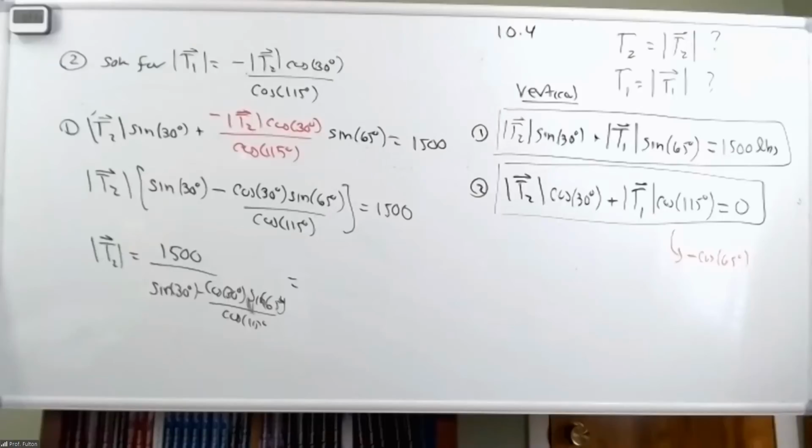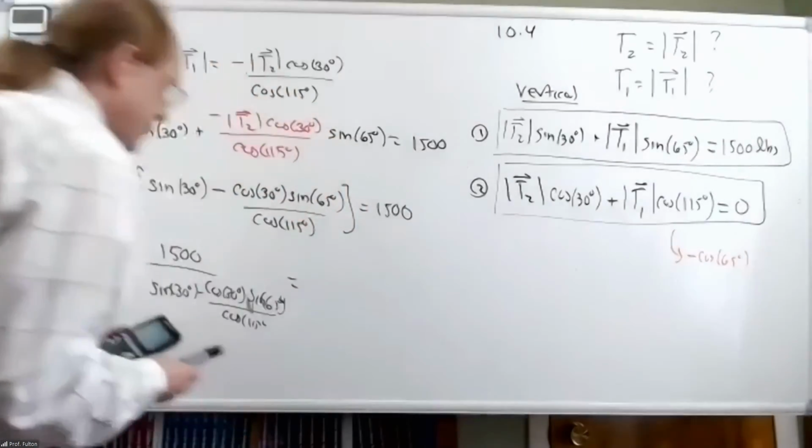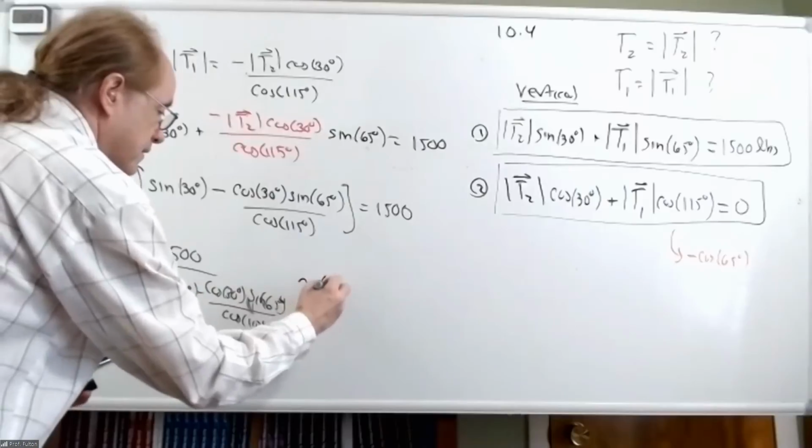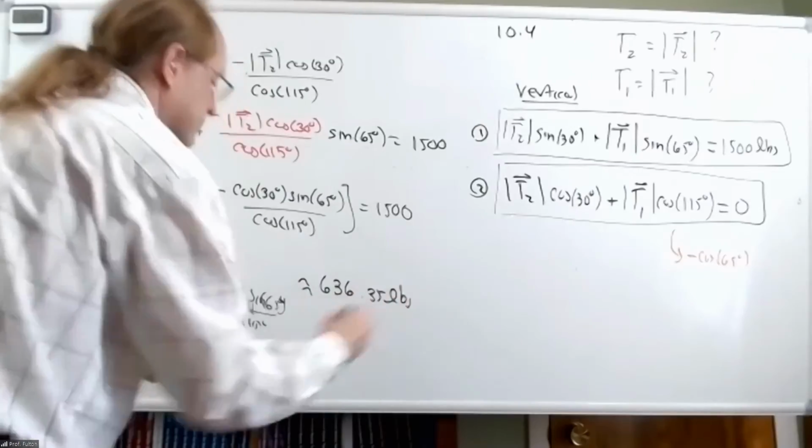1500 divided by sine of 30 minus cosine of 30 times the sine of 65, divided by cosine of 115. So I get, in this case, 636.35 pounds approximately. Now it's approximately 636.35 in my units of pounds.